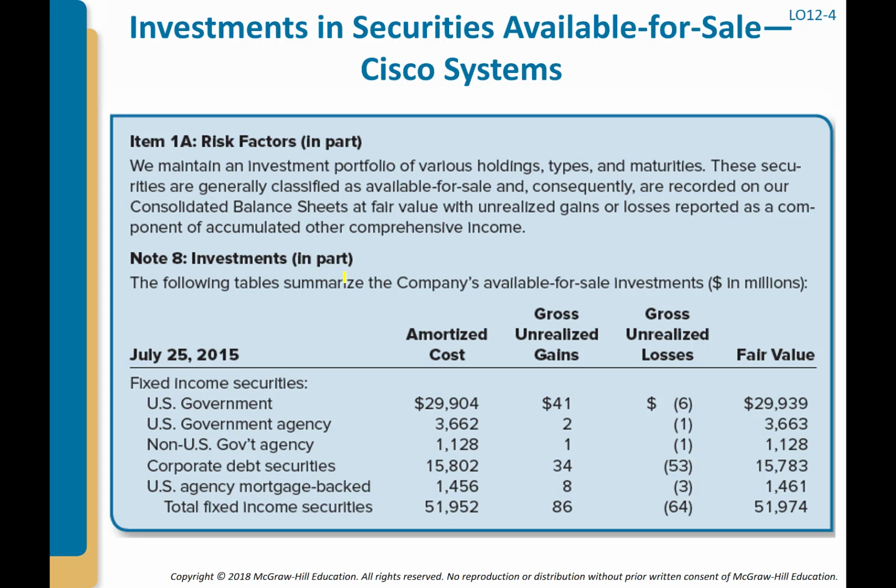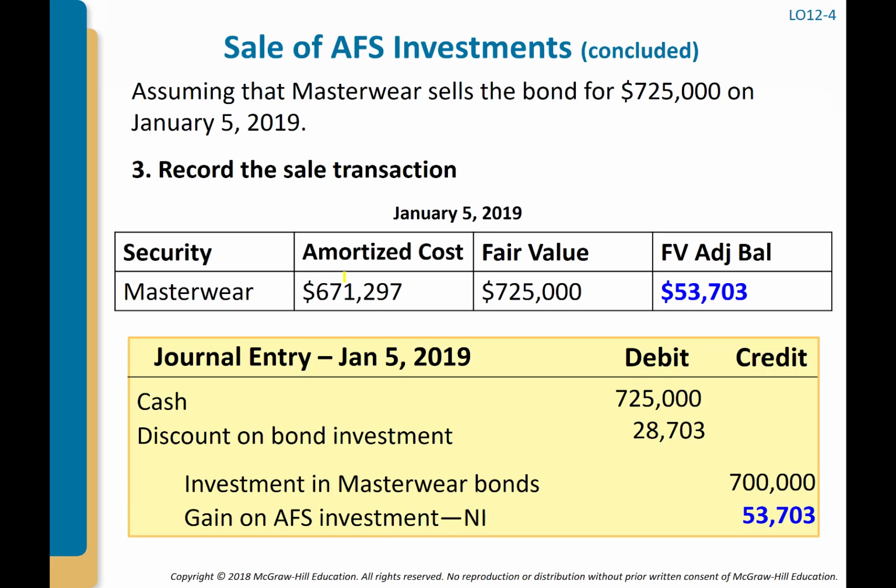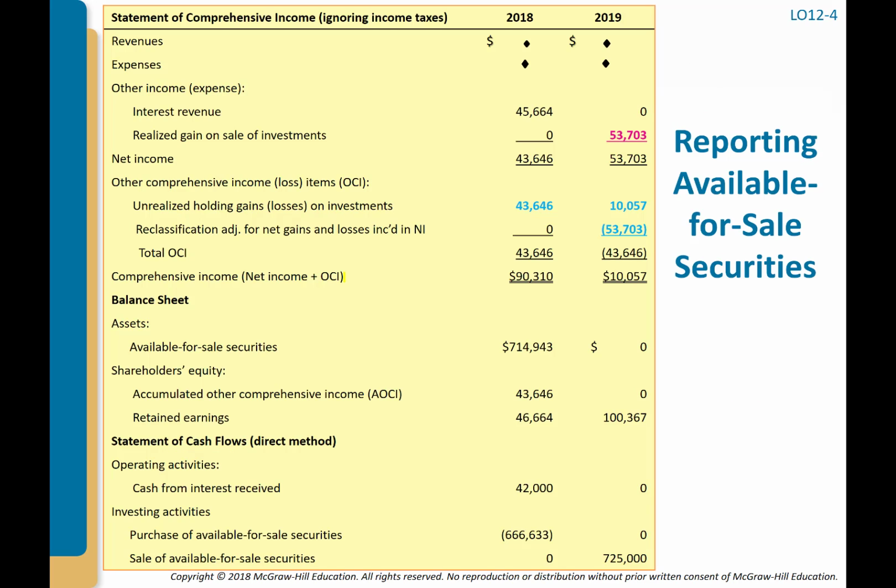Then we'll go ahead and make this entry, which is to get rid of the security, get rid of the discount, get rid of the investment, and now we're reporting this gain. This gain will show up as part of our net income, and it will get closed to retained earnings, okay? So all roads lead to retained earnings.